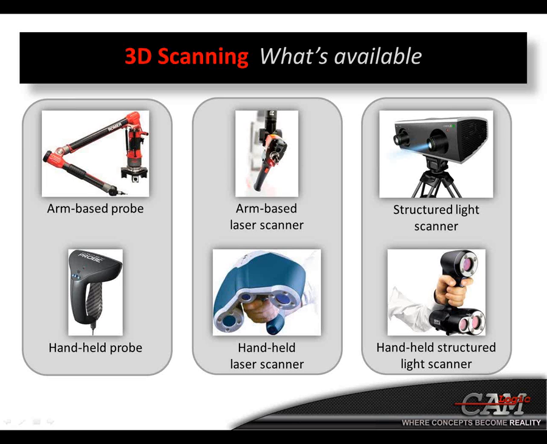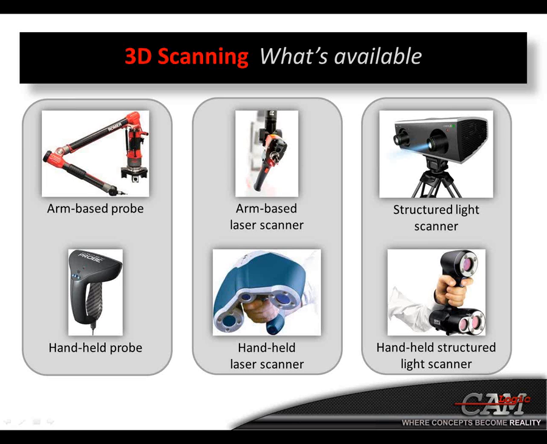We move along to the right to the laser scanners, where again you have the arm-based laser scanner that is similar to the arm-based probe, except that you have a laser head attached to the end of the arm. And we also have handheld laser scanners where you have digital cameras in the handheld unit that look at reflective positioning dots that need to be placed on the object so that the scanner can orient itself in 3D space. Over on the far right, we have your structured light scanners.